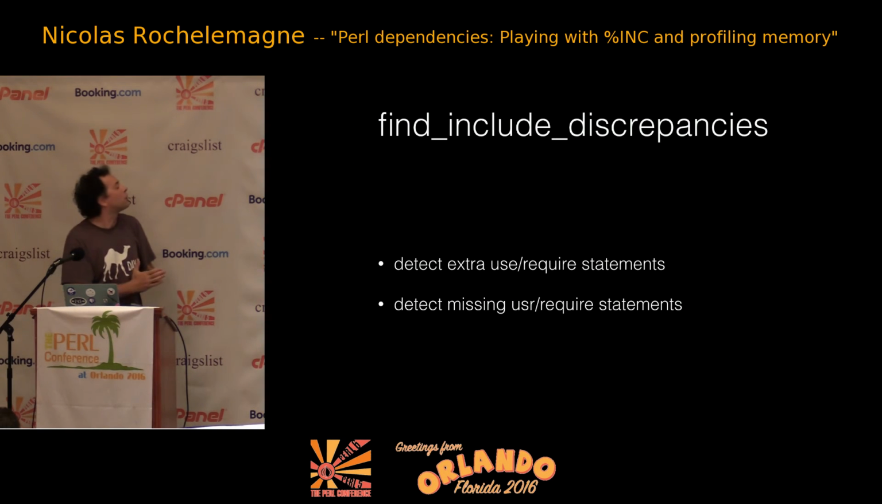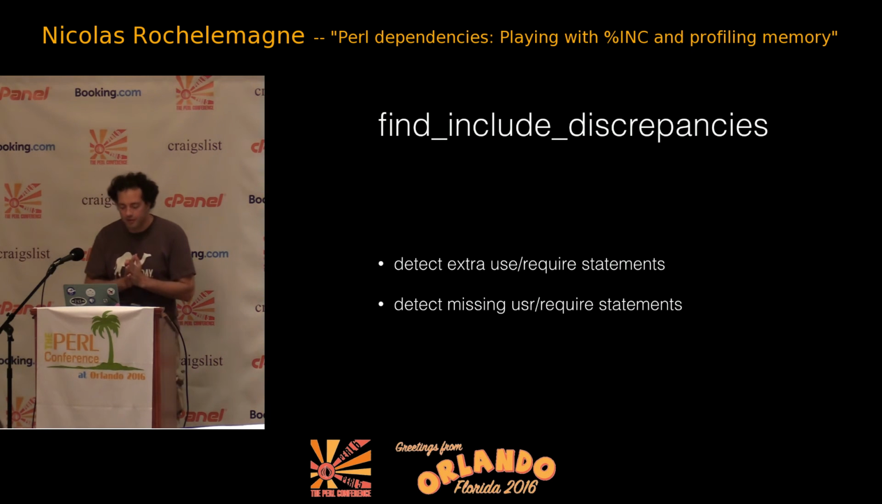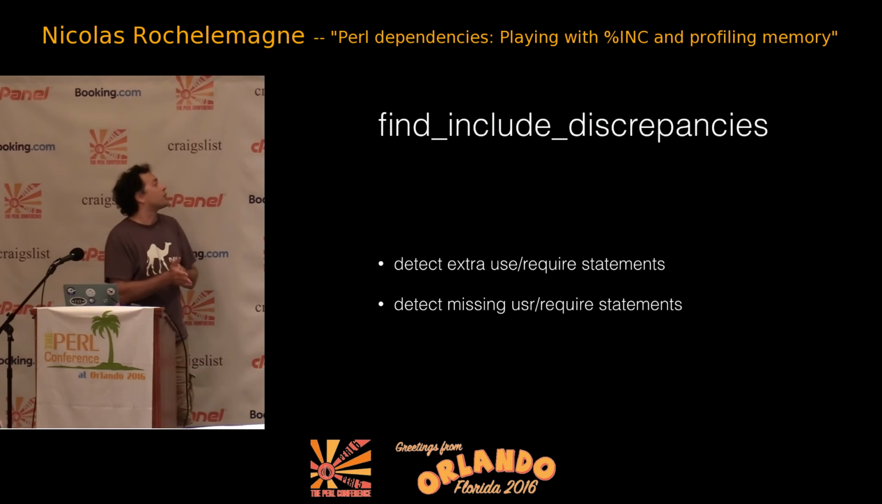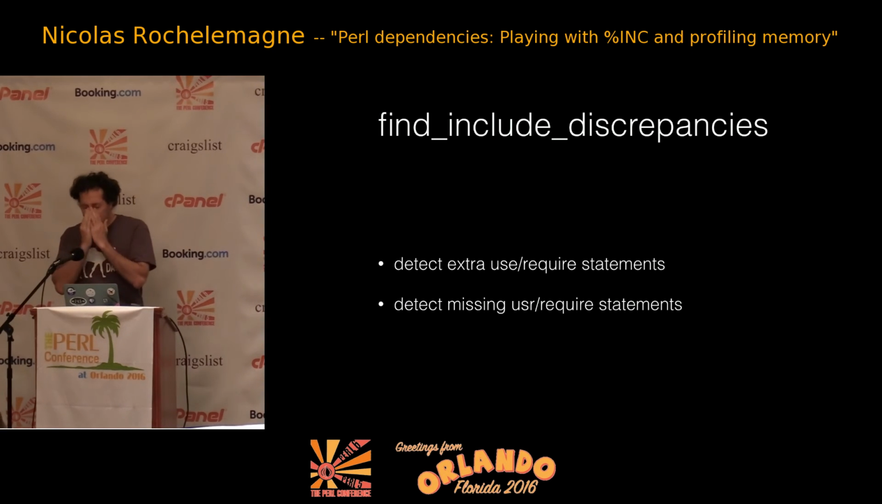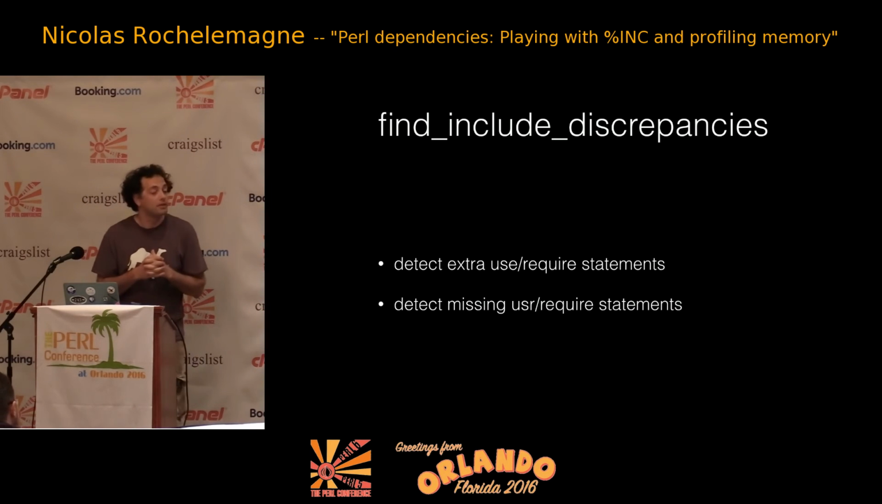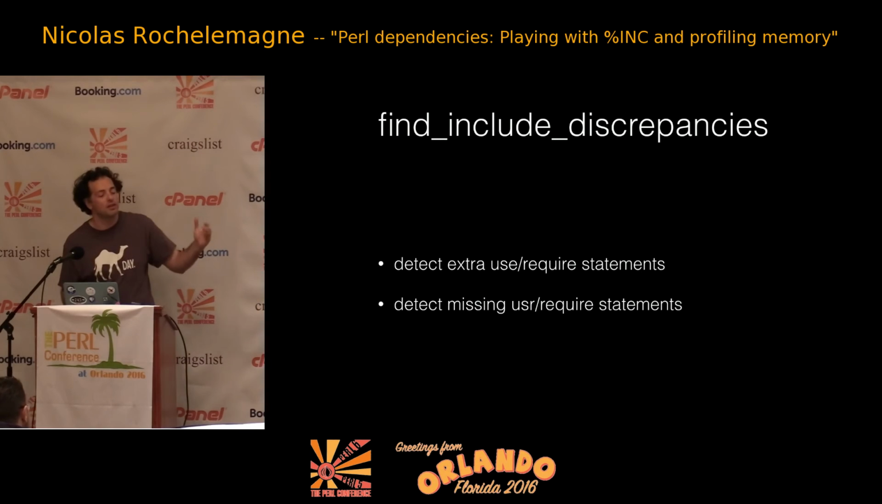Once we have simplified a script by removing some functions, maybe we will end up with unused statements. So we can also get rid of these by using a PPI script that is able to detect extra use or require statements, but also detect missing ones, because some might be implicit at the beginning. So we came up with another tool to fix this. I will not be able to show this to you.